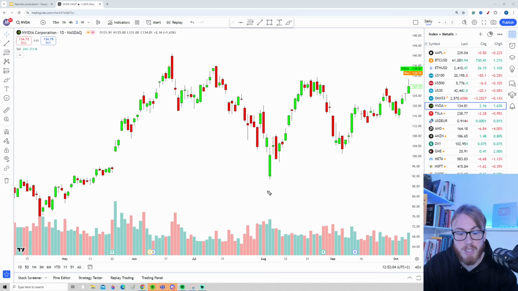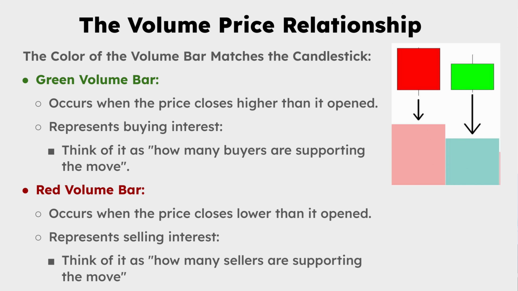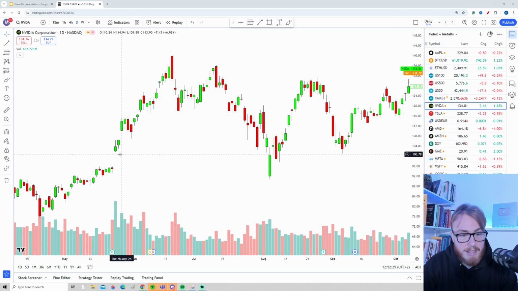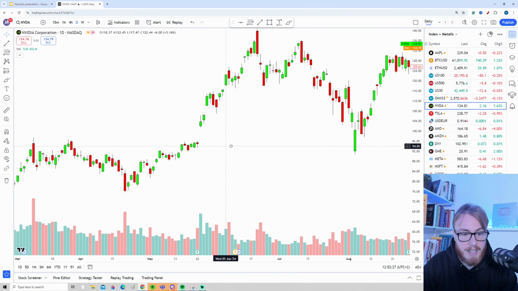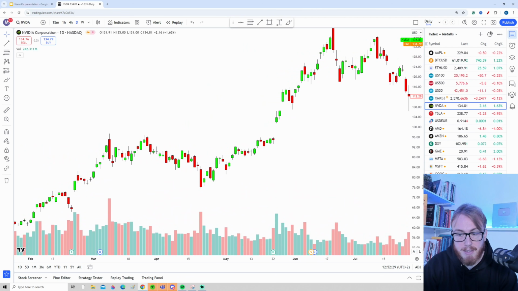And what you also of course can notice is that the volume bars will have the same color as the day here. And remember, we think about green volume bars as how many buyers are supporting the move, and we think about red volume bars as how many sellers are supporting the move here. But let's take a look here and see if we can find any interesting development.